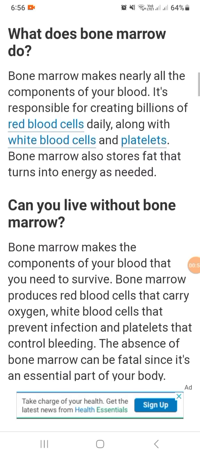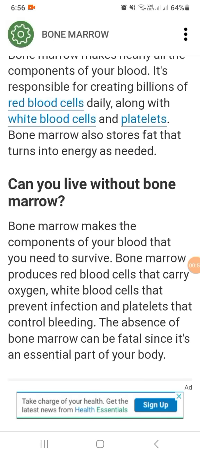Can you live without bone marrow? Bone marrow makes the components of your blood that you need to survive. Bone marrow produces red blood cells that carry oxygen, white blood cells that fight infection, and platelets that control bleeding. The absence of bone marrow can be fatal, since it is an essential part of your body.